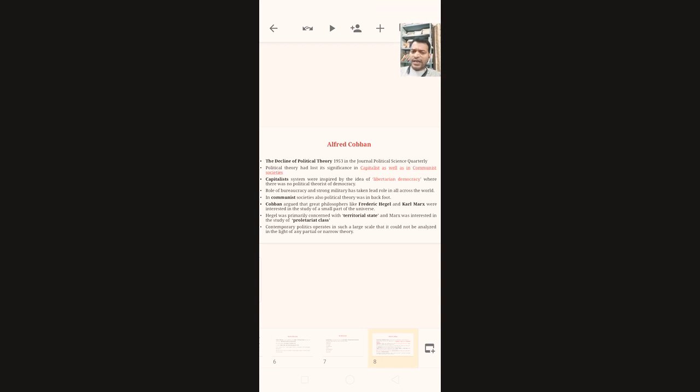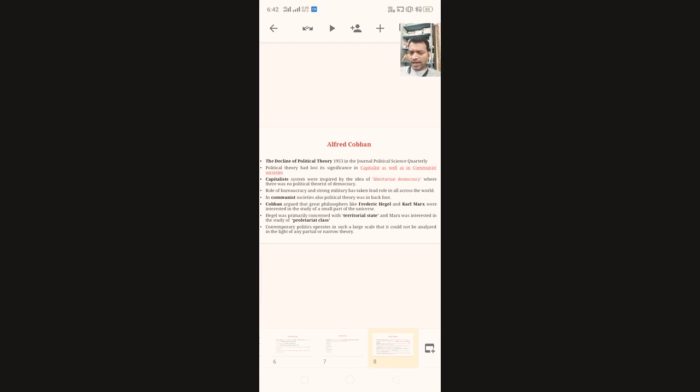At the same time, two important changes took place more or less all across the world. That was the role of bureaucracy, the active role of bureaucracy. Bureaucracy was there in earlier times also, but in the post World War II era we see the role of active bureaucracy and an emphasis on a strong military. These two things had taken the lead role all across the world.